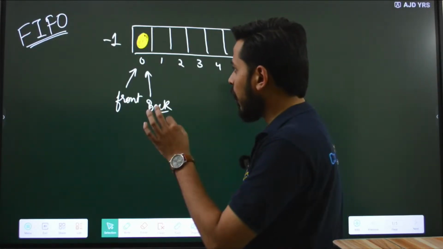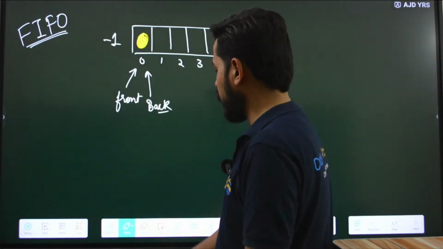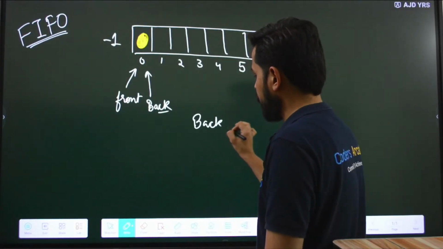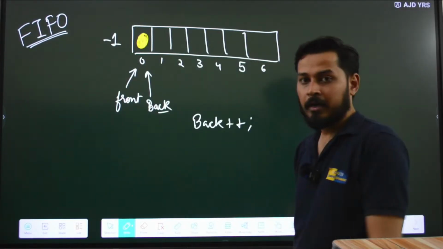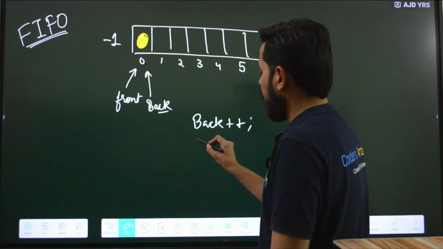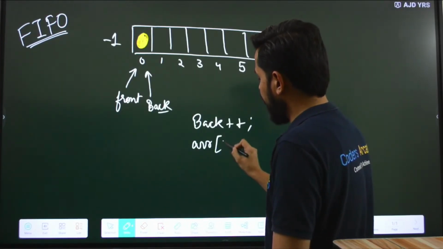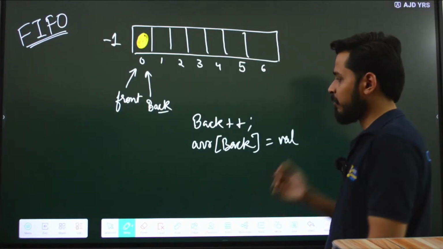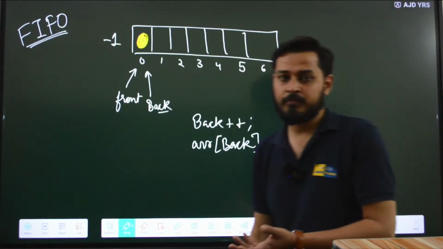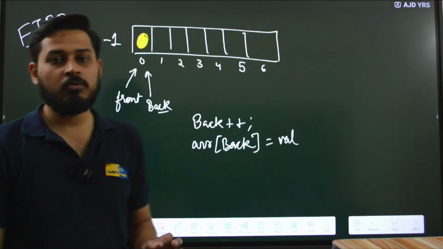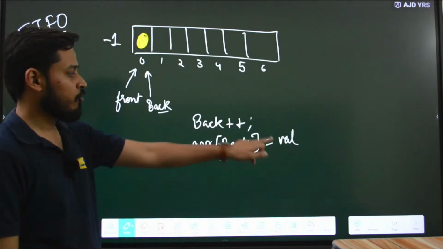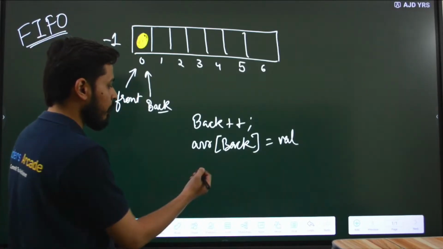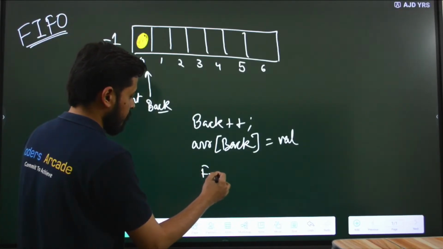Now from now on, if I want to write the code for this, I can just say back plus plus, and then I can say ARR of back equals to some value, or this may be x, whatever. We will write a function of enqueue or push. So equals to val we will say. And then I will say front plus plus.